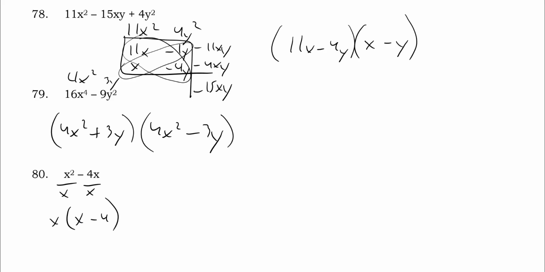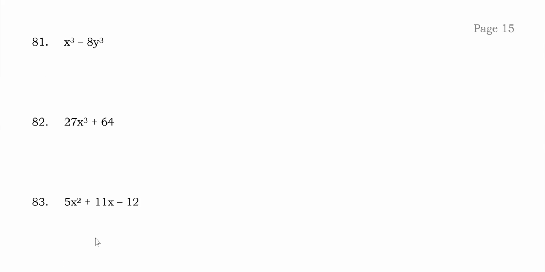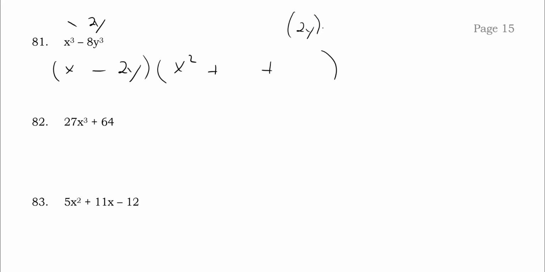Okay. Keep going here. This is difference of two cubes. So this is an x and this is a 2y. So remember, you're going to use SOAP. Same sign, opposite sign, always positive. So it's x and 2y. It's that first term squared, so x squared. The last term is going to be the 2y squared. So it's 4y squared, and then this is going to be the product of the two. So 2xy, and then you're done with the problem.